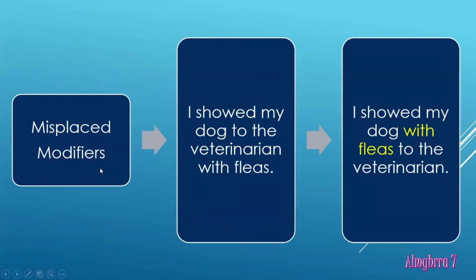I showed my dog to the veterinarian with fleas. Now, your modifier here is with fleas. It is placed beside the word veterinarian, which would mean that it is the veterinarian who is infected with fleas. But to correct the sentence, it should be: I showed my dog with fleas to the veterinarian. So we were able to check and place the correct modifier next to the word modified to make our sentence clearer.